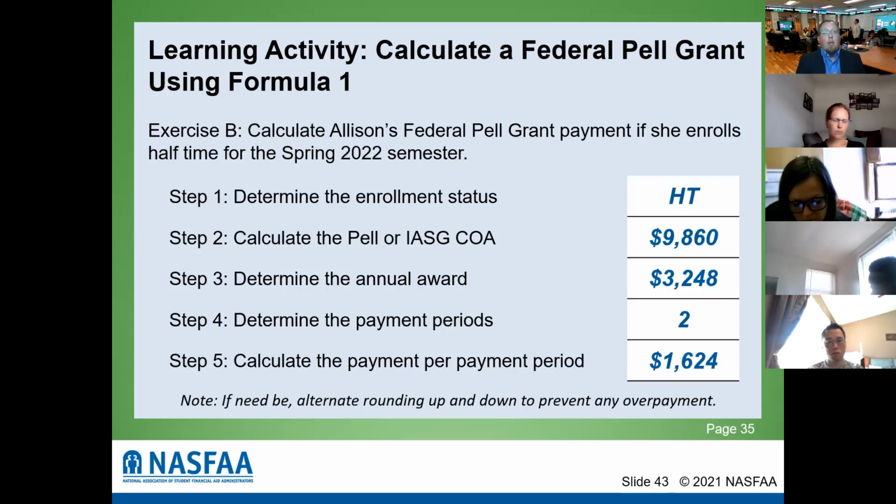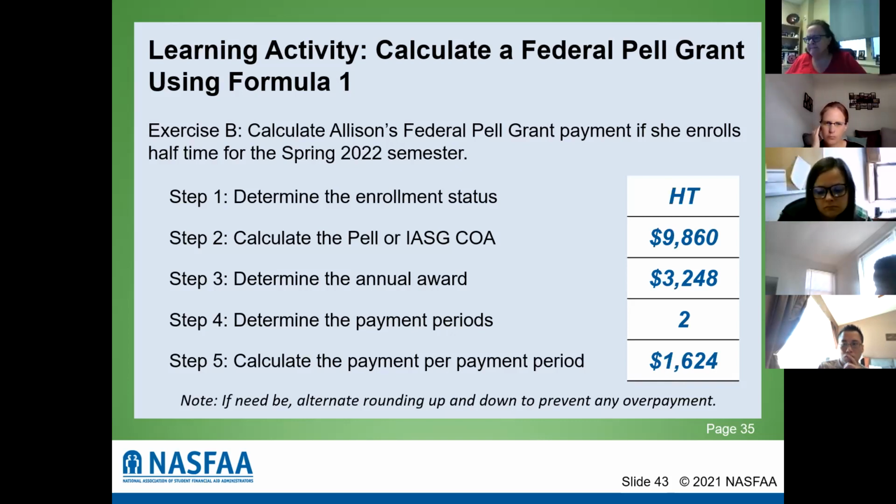So half-time, same cost of attendance, the determination. So this would be, if you're doing it for the full academic year, what that part-time award would look like. And then you're dividing it by 2. So then just in her spring of 2022 semester, her Pell Grant would be the $1,624.